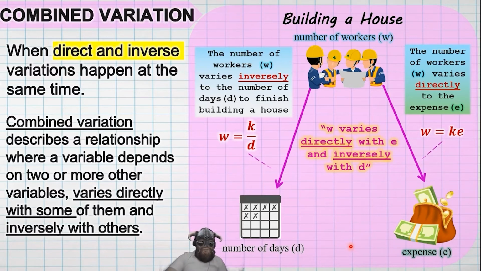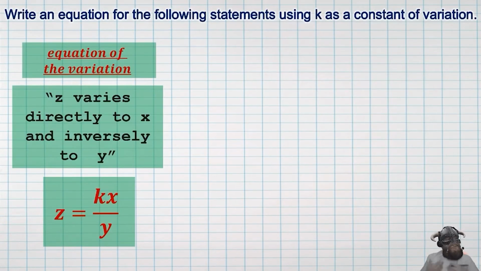So, if we try to combine these two different types of variation, we can have this combined variation W is equal to KE over D. Now, how do we translate a combined variation statement? So, for this given example, let's try to study. Write an equation for the following statement using k as a constant of variation. Just to give you an example, this is an equation of variation statement for a combined variation.